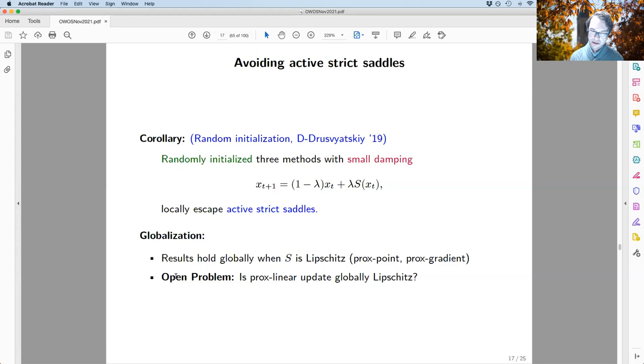However, when the mapping is not globally Lipschitz, we get the proximal linear method, and we can't globalize the strategy. So a natural open question is whether you can actually globalize this. And we tried for some time, we actually had no idea how to do it.